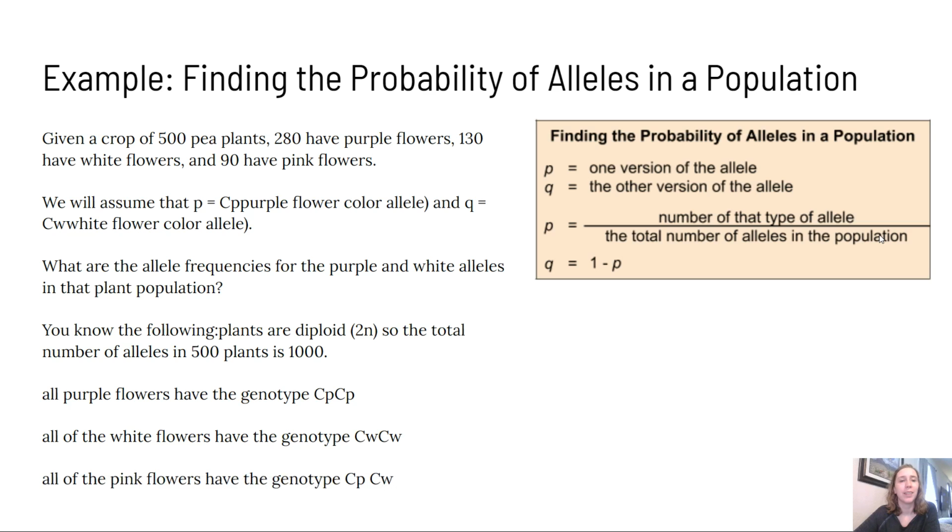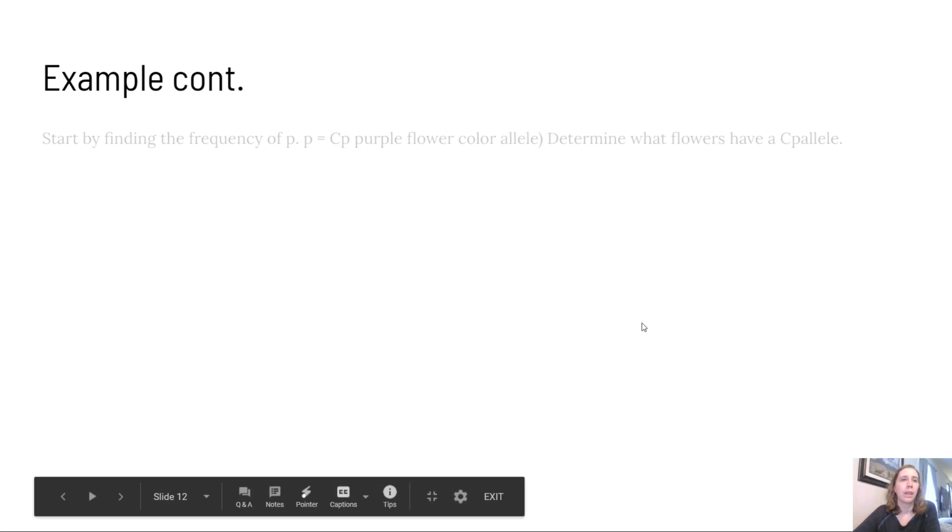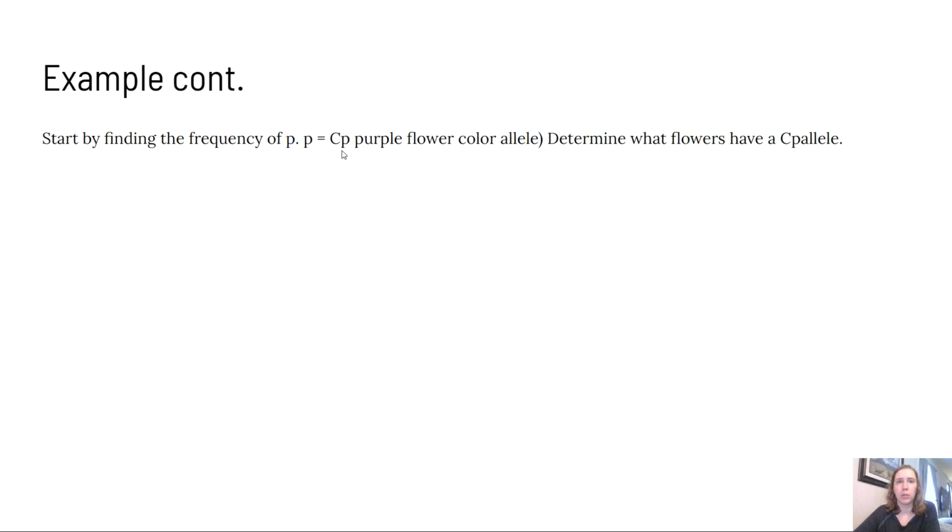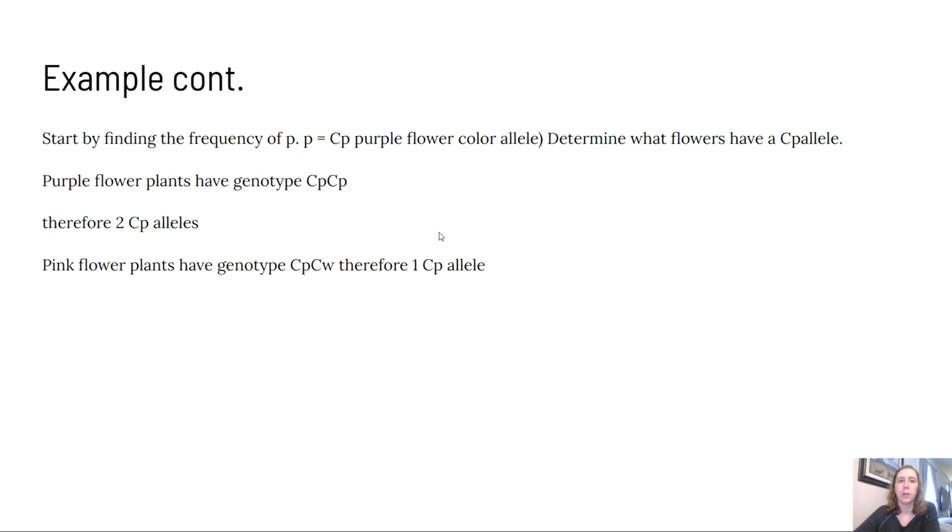All of the pink flowers have the genotype CPCW, so they're a combination. Okay. So we're going to start by finding the frequency of P. So P equals CP, purple flower color allele. We're going to determine what colors have a CP allele. Purple flower plants have the genotype CPCP, therefore 2 CP alleles. Pink flower plants have the genotype CPCW, therefore 1 CP allele.